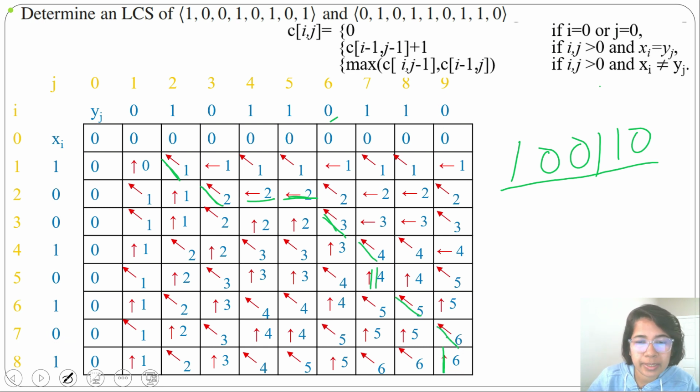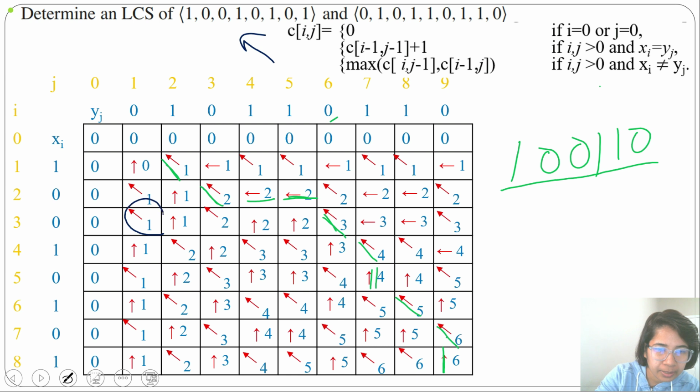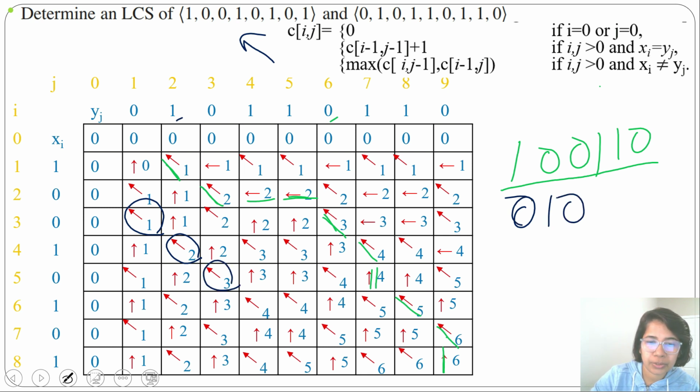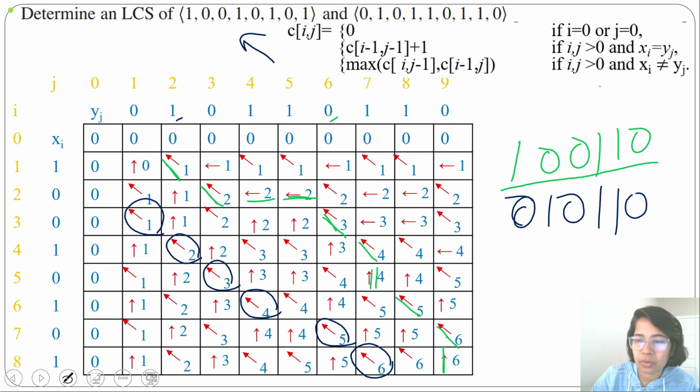This is just one LCS. We can also find multiple LCS from this table. Just trace the left corner arrow. Now see this one, there is a left corner arrow. It's for 0. Then 2 left corner arrow, it's for 1. Then 3 left corner arrow, 0. Then 4 left corner arrow, it's 1. Then 5 left corner arrow, it's 1. Then 6 left corner arrow, it's 0. So 0, 1, 0, 1, 1, 0.